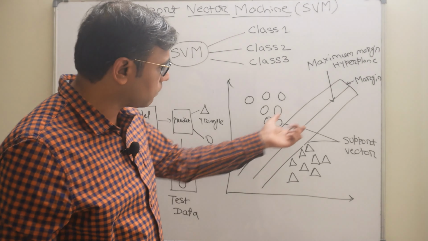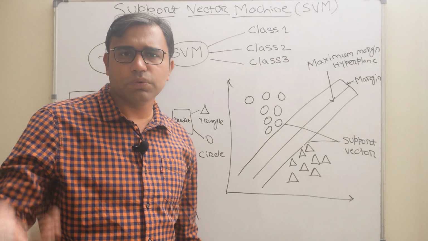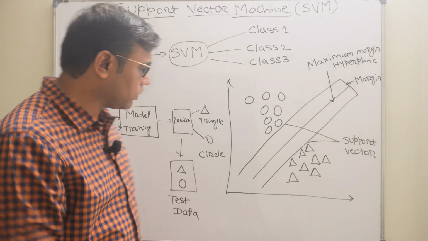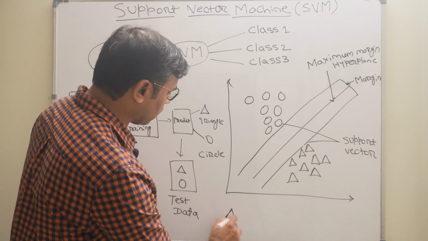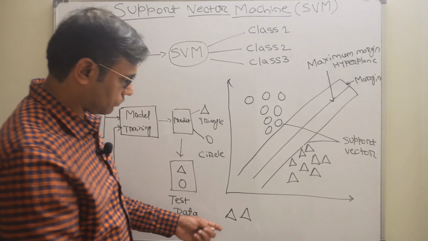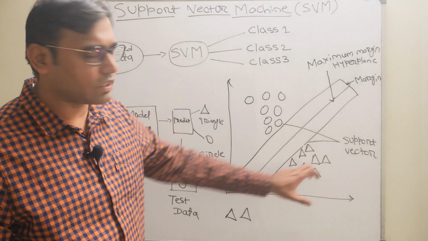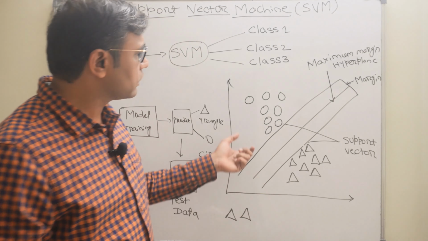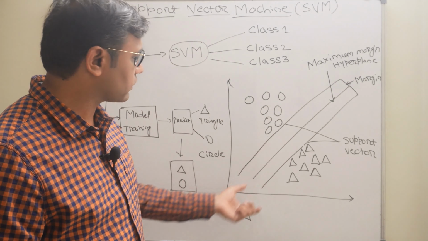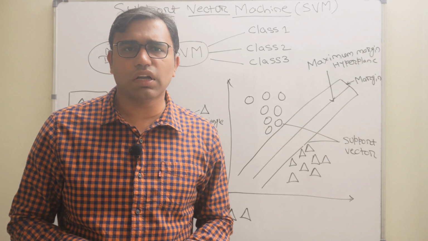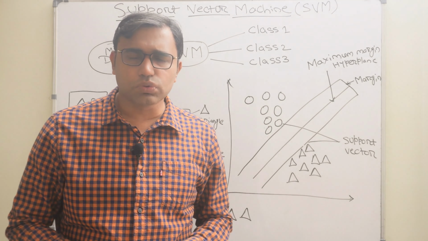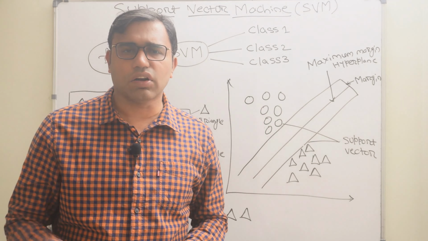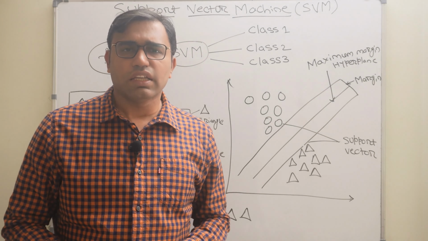Now why is this boundary created? Suppose new data comes in, and if the new data contains triangles, it will be put in this category. That's why these two boundaries are created. This is how SVM works. Now there are two types of SVM. SVM deals with two types of data: linear data and non-linear data, which we'll see in the next class.